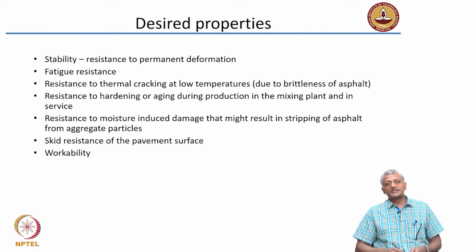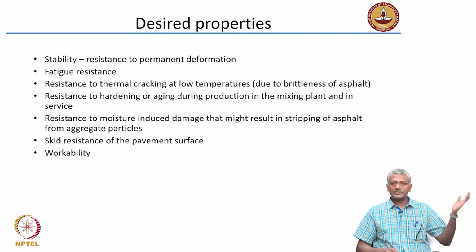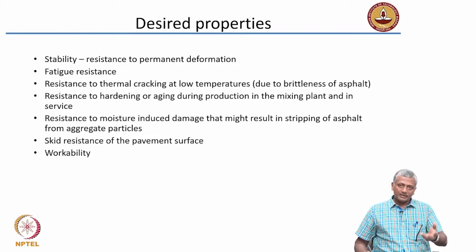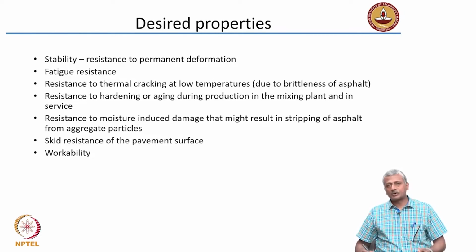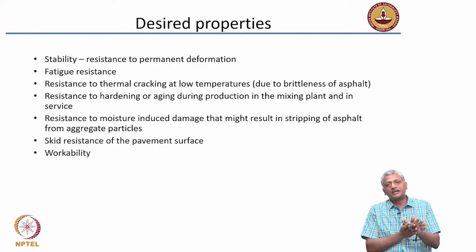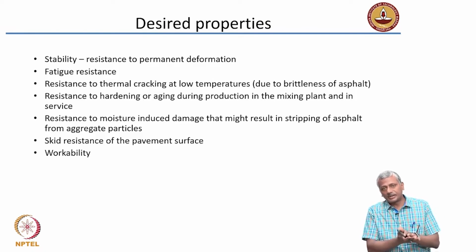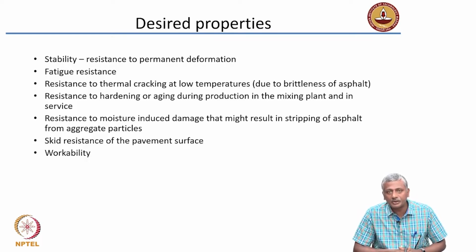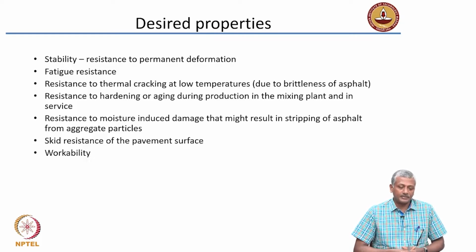So, what properties do we desire from asphalt concrete? We talked about cement concrete extensively previously. Similar to that, what happens when we use asphalt concrete? As I said, the strength is not that much of a consideration, it is more the stability. What is the resistance of this pavement material to deformation, to permanent deformation, especially because asphalt is a viscous material, it will continue to flow under sustained loading. So, what is the resistance of this material to permanent deformation?